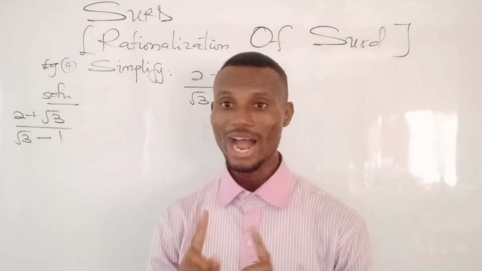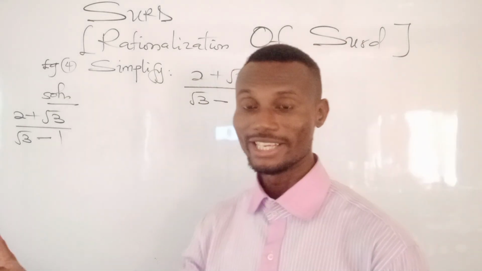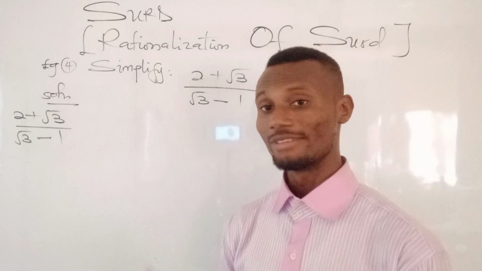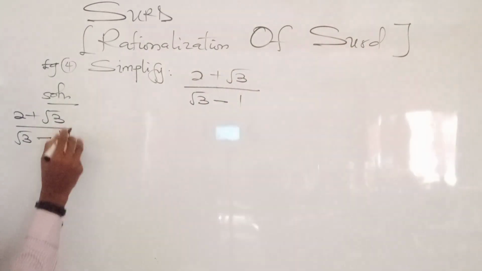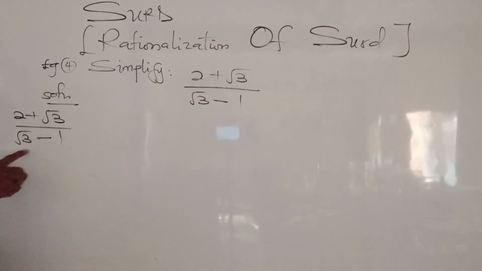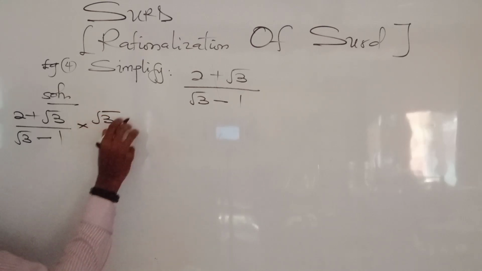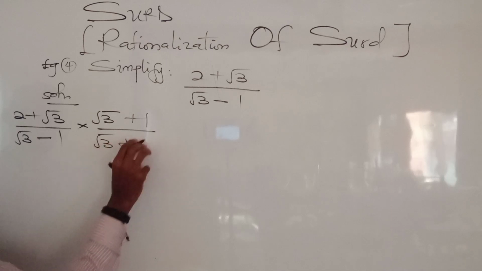I hope you agree with me up to this point. So we are going to use that conjugate to multiply both the numerator and the denominator of the same fraction. Okay, so let's go ahead and do that. So it's going to be 2 plus root 3 all over root 3 minus 1, times root 3 plus 1 all over root 3 plus 1.